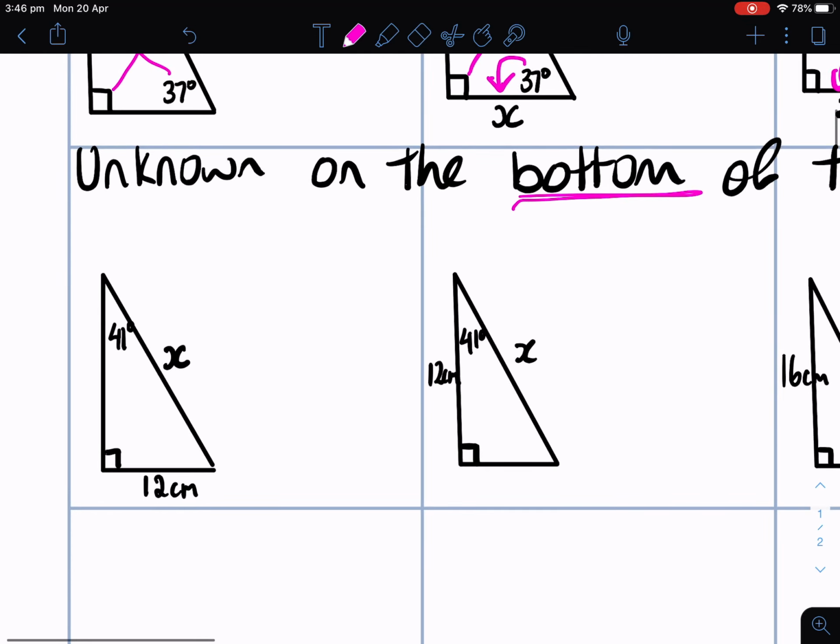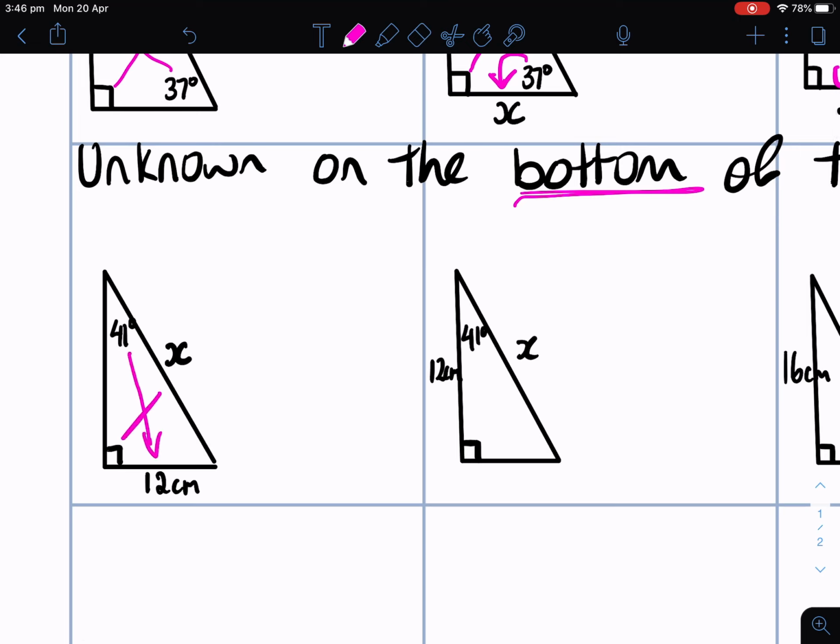So let's have a look at the first one here. We have our opposite and our hypotenuse. So we know we're using sine. So we're going to write sine of 41 degrees equals our opposite, which is 12, over our hypotenuse, which is x. Now, there is a long way to do this and a short way to do this. I'm going to show you the long way first. I'll just change the color so you can see.